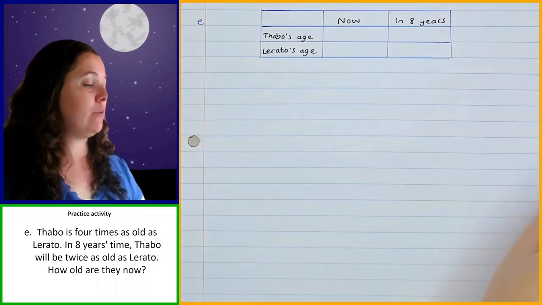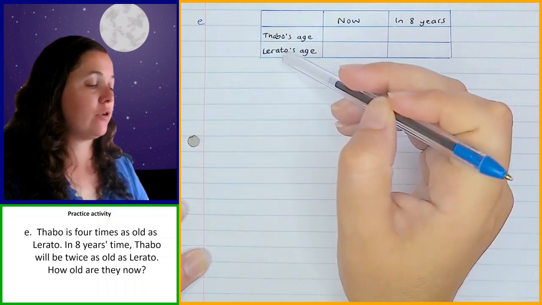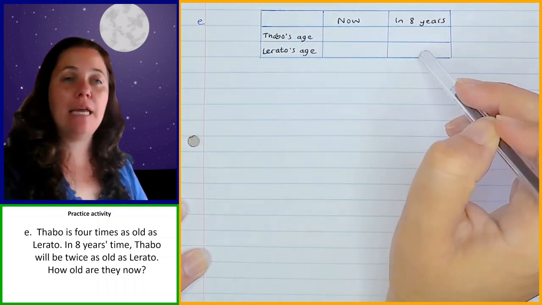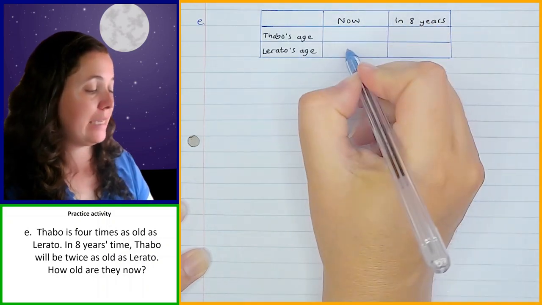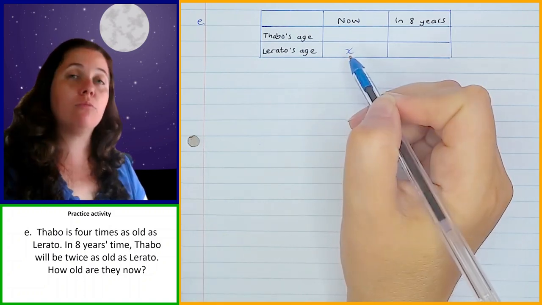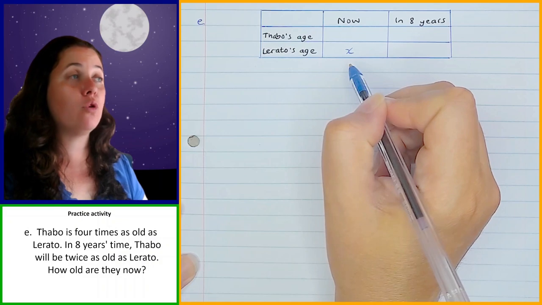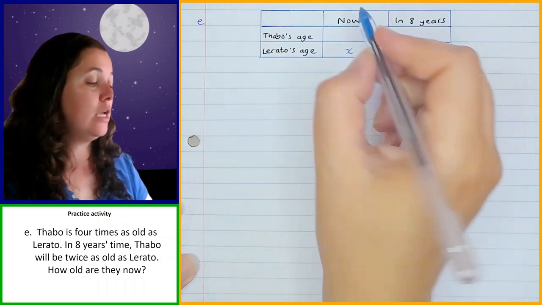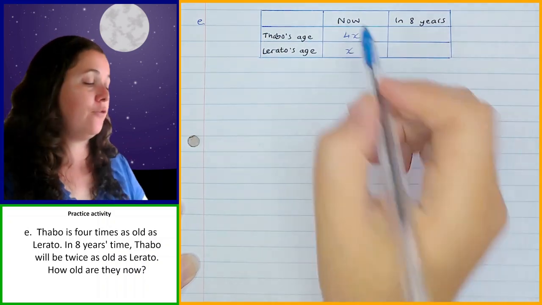Okay, so the first thing I'm going to do is I've got Thabo's age now and in 8 years, and I've got Lerato's age now and in 8 years. Okay, so I said we're going to make Lerato's age x, because she's the younger one. She's got the smaller age, and his is a multiple of that. So it says Thabo is 4 times as old as Lerato. So I'm going to make his 4x.